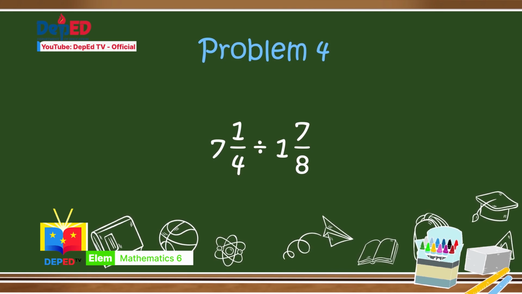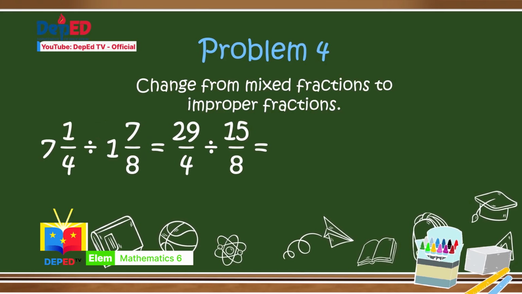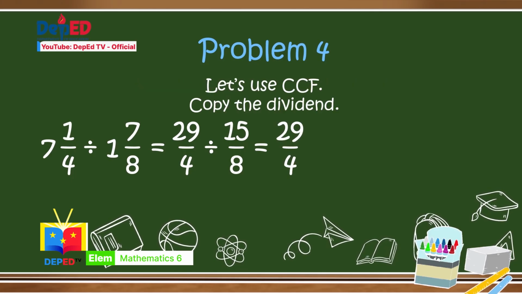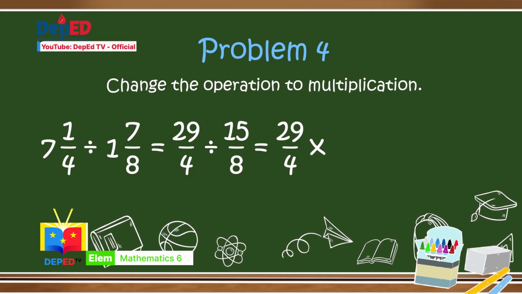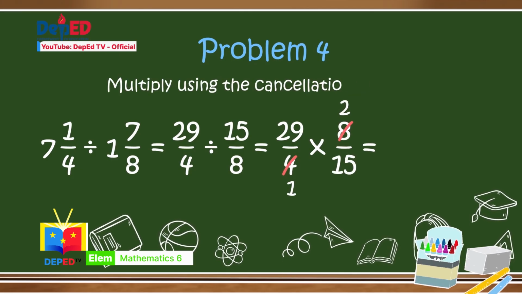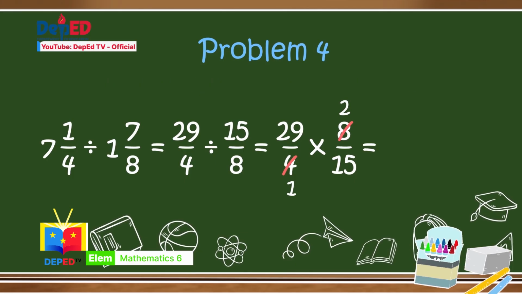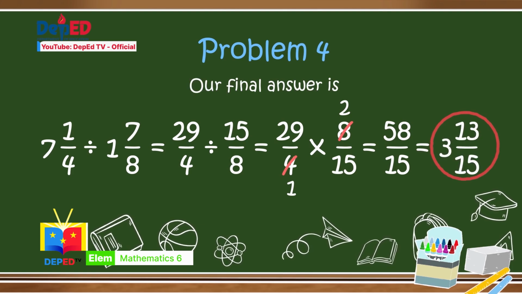Number 4. 7 1/4 divided by 1 7/8. Change the first mixed fraction to an improper fraction. Now let's use CCF. Copy the dividend. Change the operation to multiplication. Flip the divisor. Multiply using the cancellation method. We have 58/15. So our final answer is 3 13/15.